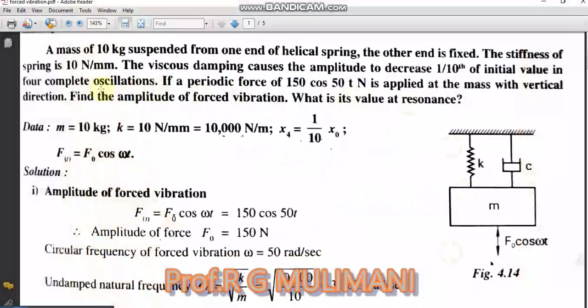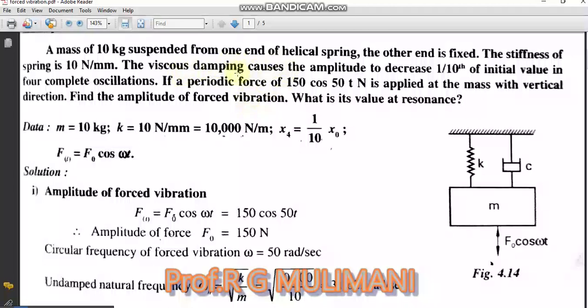Okay, let us take this problem. A mass of 10 kg is suspended from one end of a helical spring, the other end of which is fixed. Here it is a mass suspended, of 10 kg. The stiffness of the spring is 10 Newton per millimeter. You convert it to Newton per meter, so it is 10,000 Newton per meter.